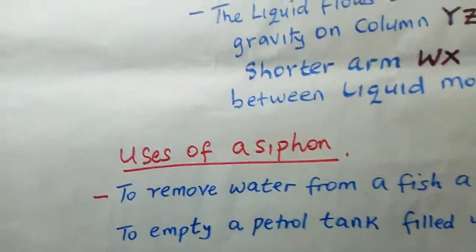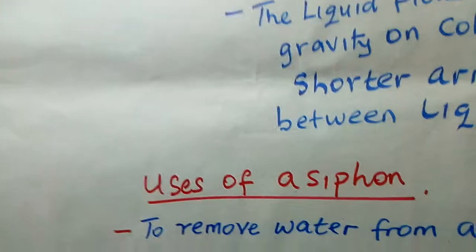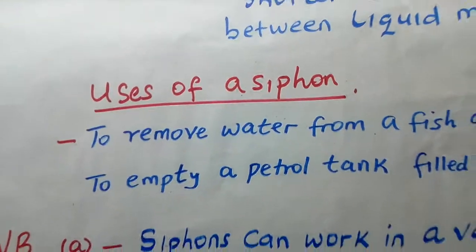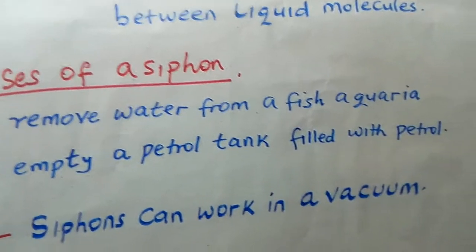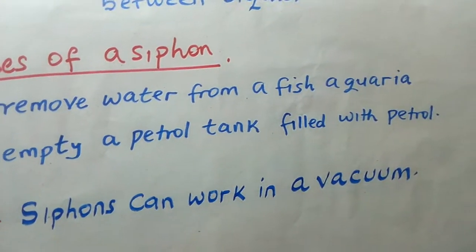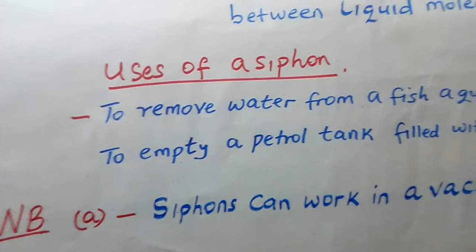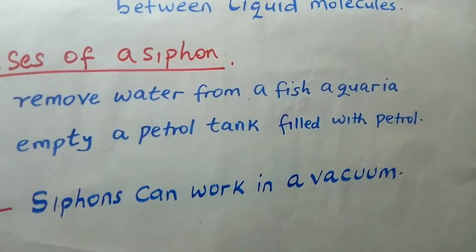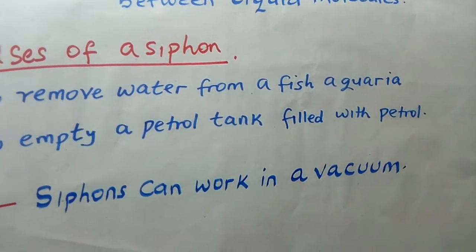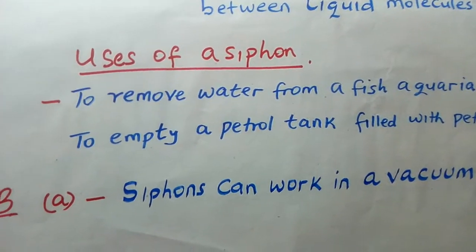Where do we use siphons? Uses of siphons: 1, to remove water from a fish aquaria. If you want to remove the water from a certain fish pond, an aquaria, you can use a siphon.